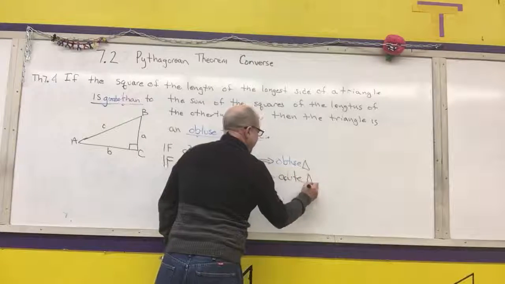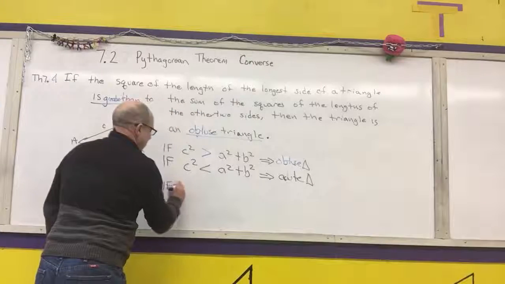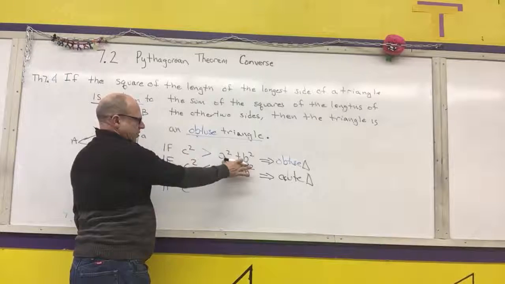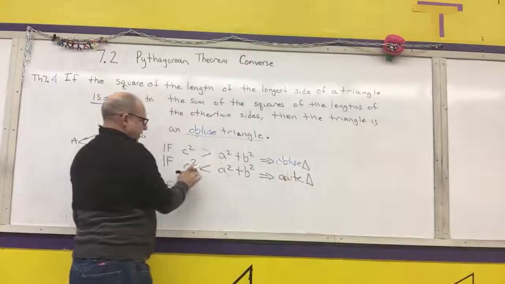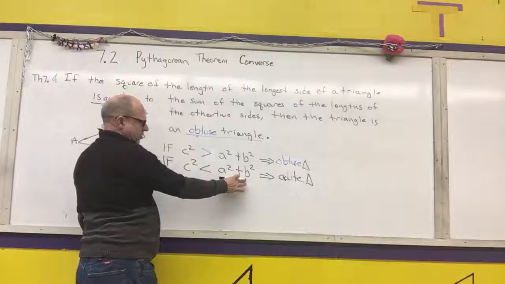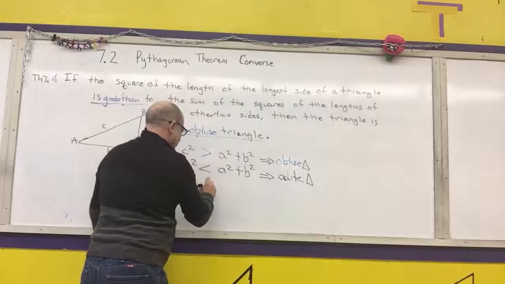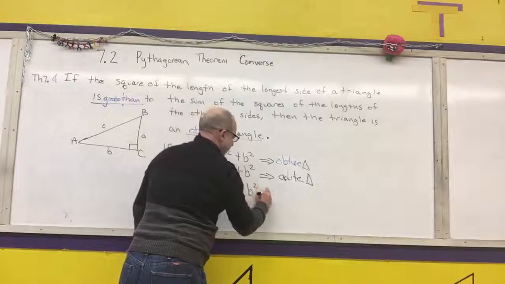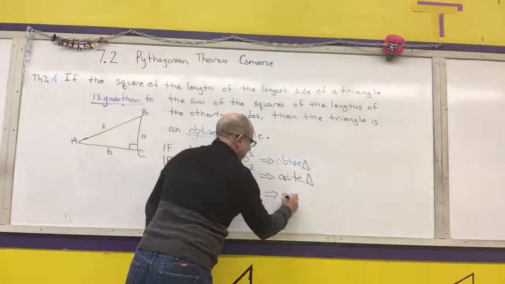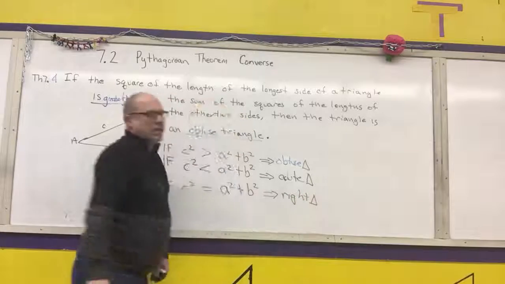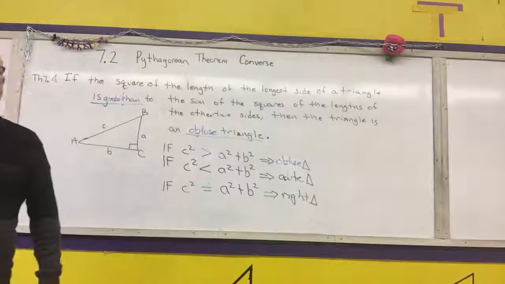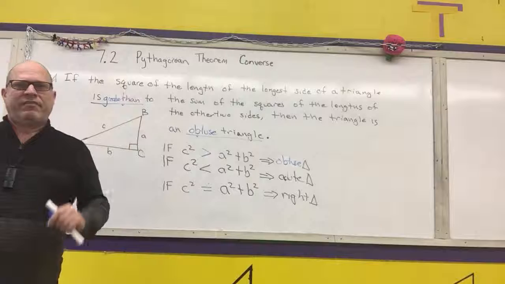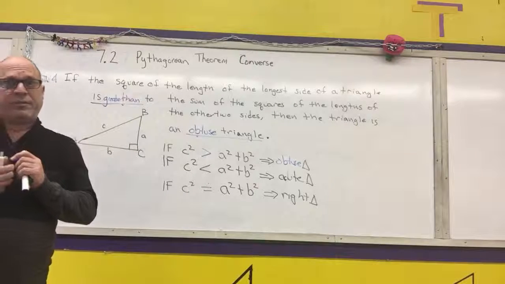So the three shortcuts you need to know are: if the square of the longest side is greater than the sum of the squares of the other two sides, it's obtuse. If the square of the longest side is less than the sum of the squares of the other two sides, then it's acute. And if the square of the longer side is equal to the sum of the squares of the other two sides, then it is right. And we're going to be using those three facts to solve some applied problems. So I'm going to pause on my end. You need to pause on your end. Make sure you have this information in your notes and postulates and theorems.